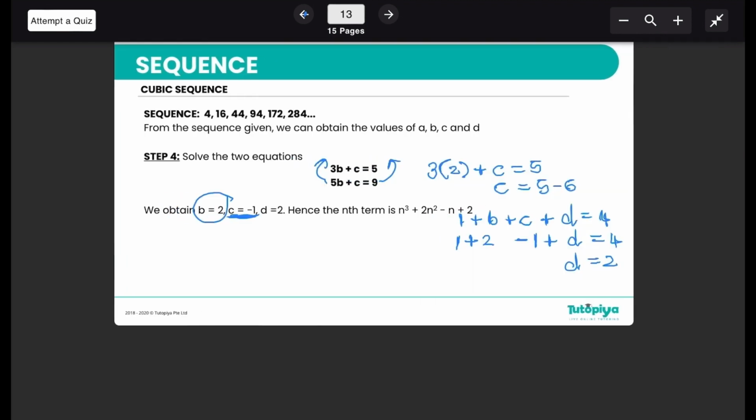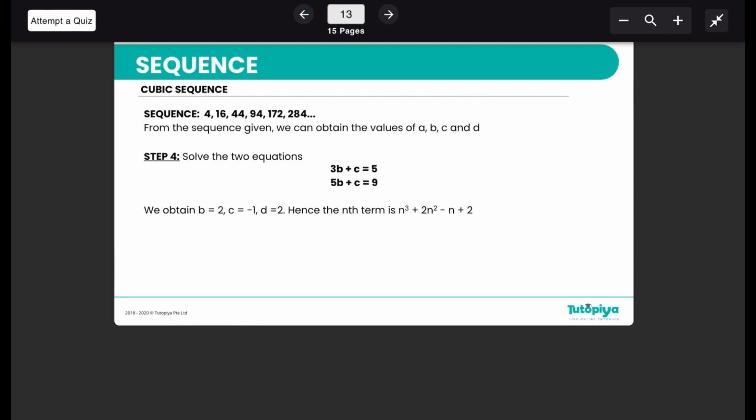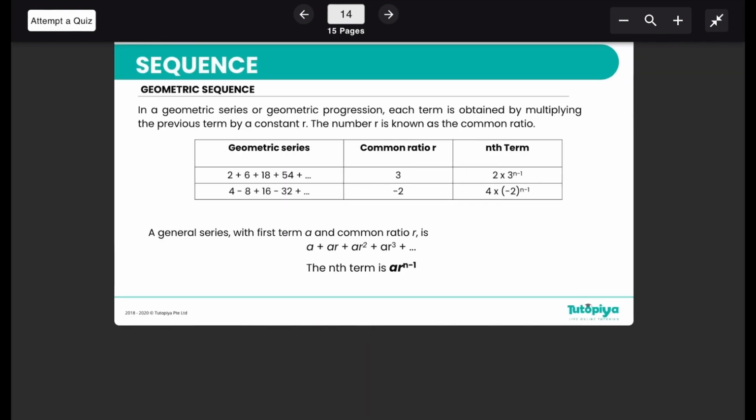And finally, remember that once you've worked out all the answers, you have to substitute everything in and get the final equation. So the next thing is geometric sequences. Unlike arithmetic sequences where you add the differences, geometric sequences are basically multiplications. So here we are looking at what we have to multiply from one term to get to the next term. So therefore it is 3, and where negatives are involved, you are multiplying by negative numbers. So in this case, negative 2.